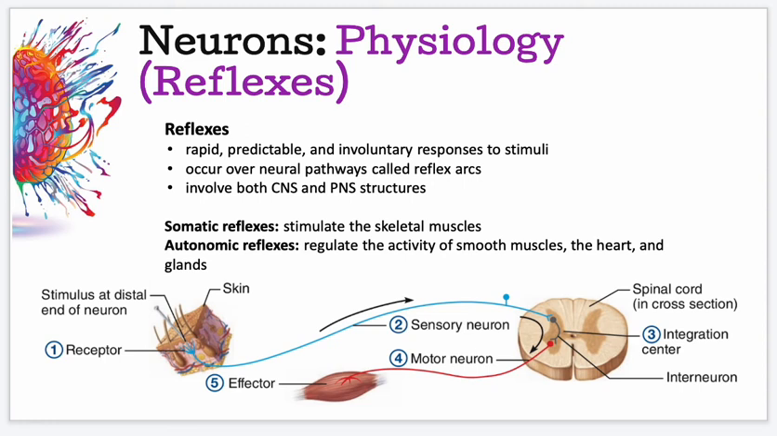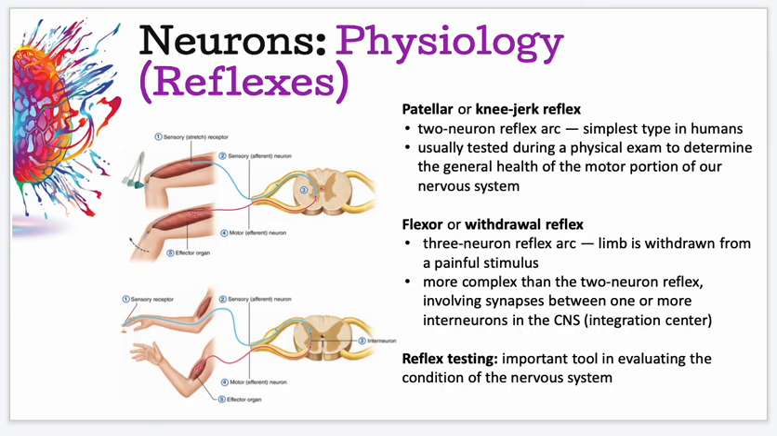So there are many types of communication between neurons. So one of them is your reflexes. So these are rapid, predictable, and involuntary responses to stimuli. And it occurs over neural pathways called your reflex arcs. So this involves both your CNS and PNS structures. So your somatic reflexes, they stimulate your skeletal muscles, whereas your autonomic reflexes, they regulate the activity of your smooth muscles, hearts, and glands. So you have your patellar or knee-jerk reflex.